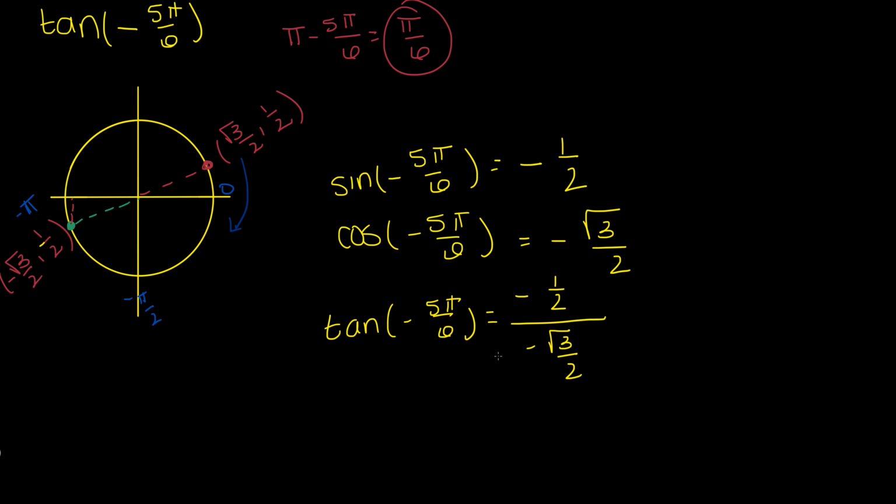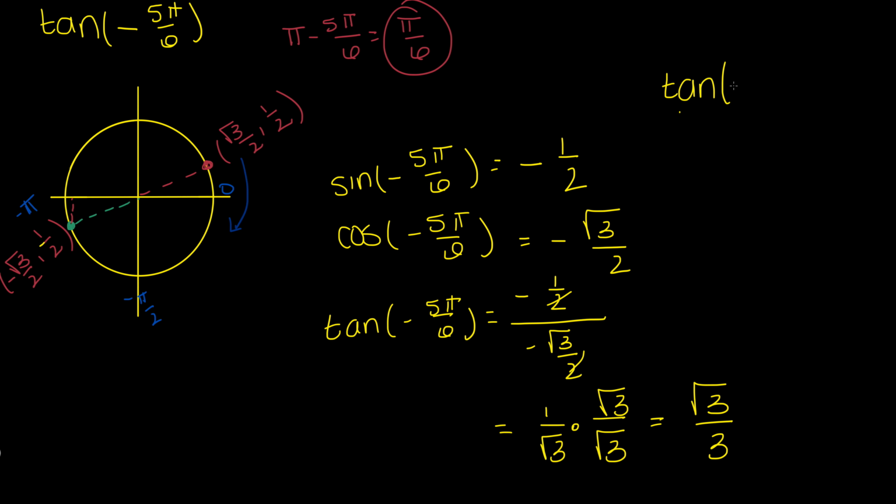All right, cleaning this up, simplifying it, the 2's would cancel out. We are left with 1 over root 3. We do have to rationalize the denominator, so I'm going to multiply root 3 to both bottom and top. And we are left with root 3 over 3. So the tangent of negative 5 pi over 6 is equal to root 3 over 3.